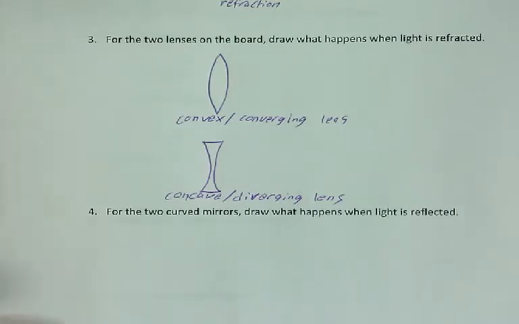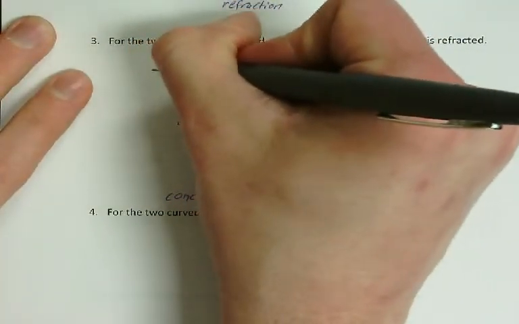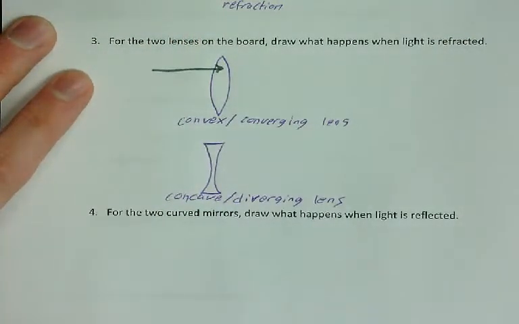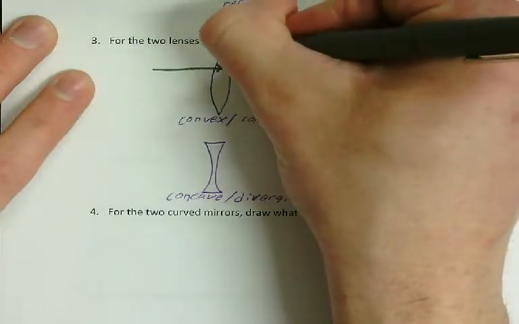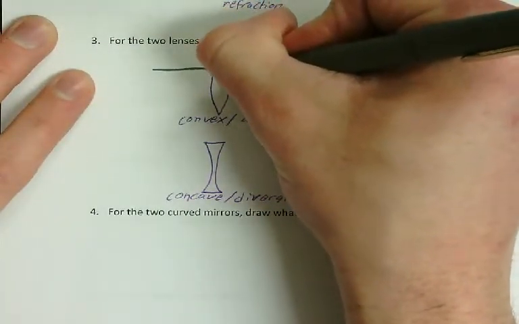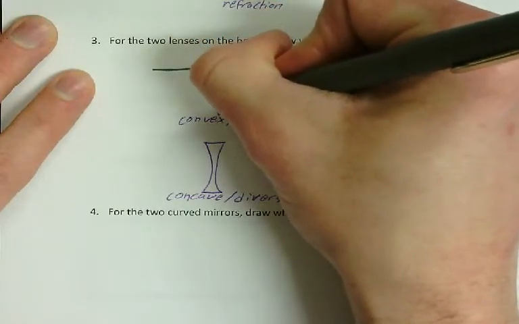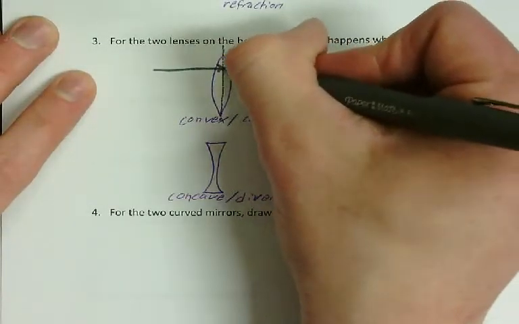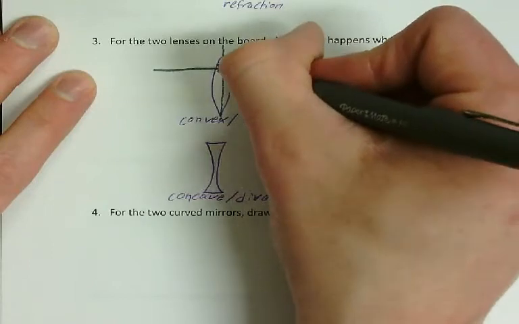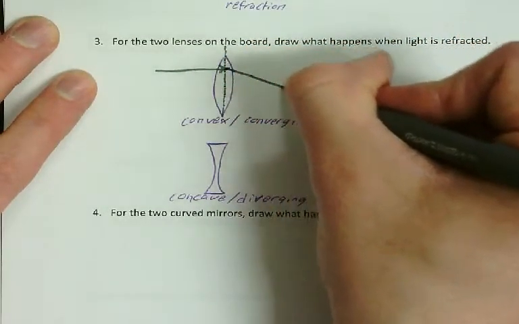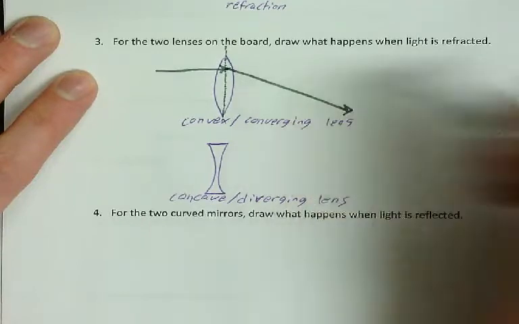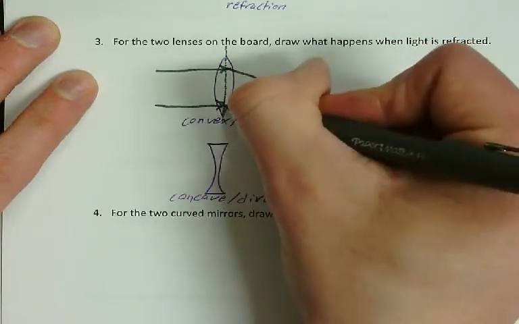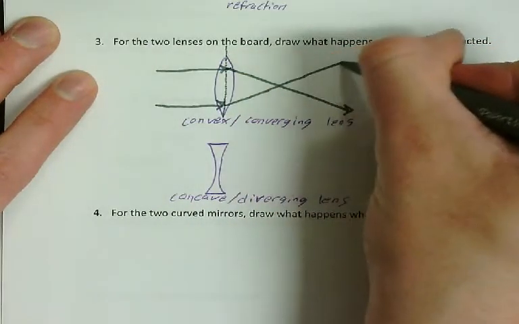So, convex lenses, the light comes in, the light hits where the flat part is. The flat part we talked about in the lab is where the light bends. The flat part is the middle of the lens here. And it bends. It converges, which means it comes closer together. So it does something like that. Light coming from the bottom of the lens comes in this way too, and it bends towards the middle also.